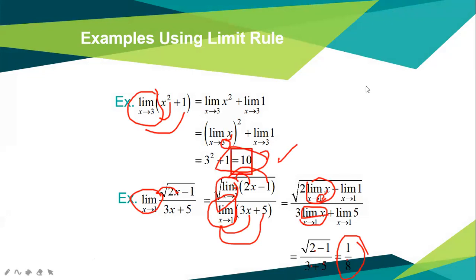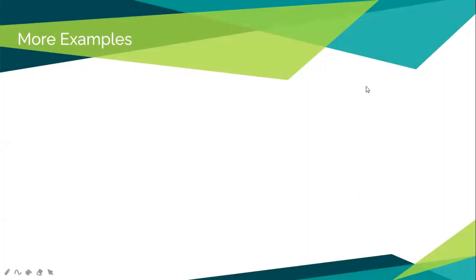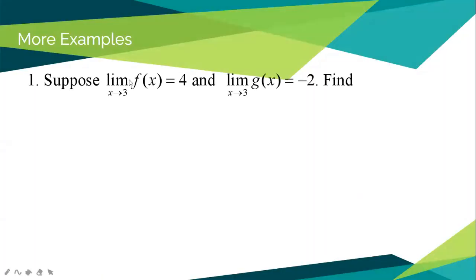Okay, so next. Suppose the limit of f of x as x approaches 3 is equal to 4, and the limit of g of x as x approaches 3 is equal to negative 2. Find a, the limit of f of x plus g of x as x approaches 3.